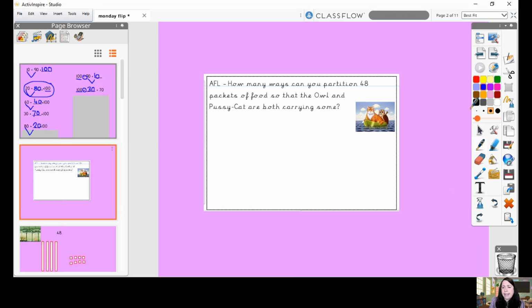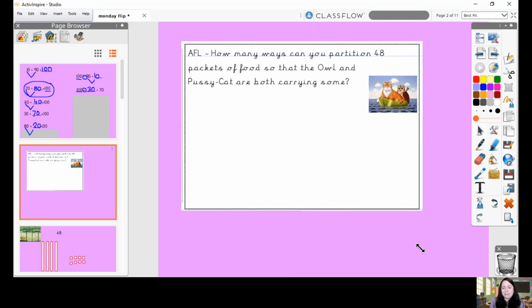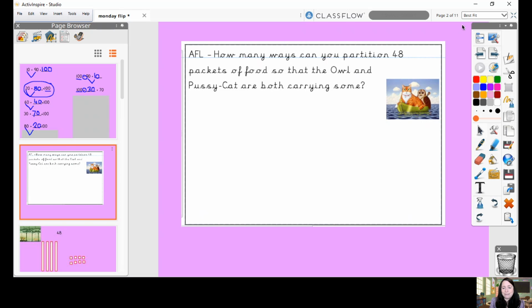Okay, today's AFL. You have been reading in your literacy lesson this morning all about the owl and the pussycat. So the owl and the pussycat are off on a new adventure and they're going to be gone for quite a few weeks. So they've got to pack lots and lots of food. How many ways can you partition 48 packets of food so that the owl and the pussycat are both carrying some? I would like you to show me your workings on your AFL, please, at the top of your worksheet.